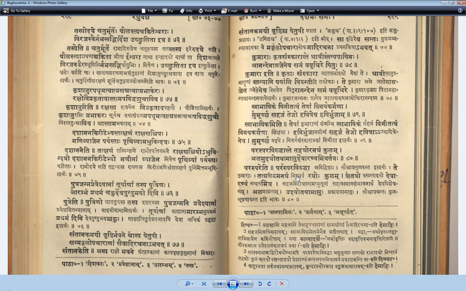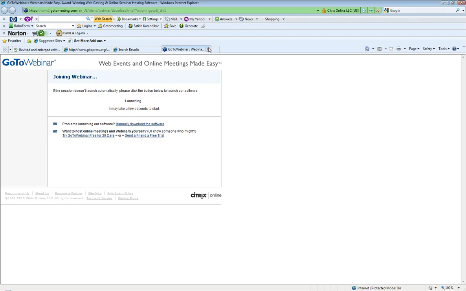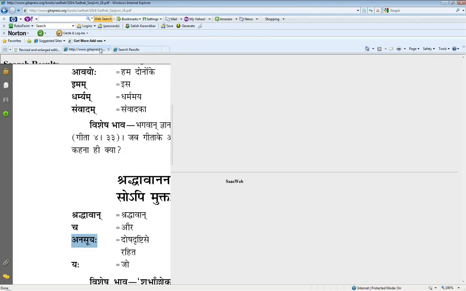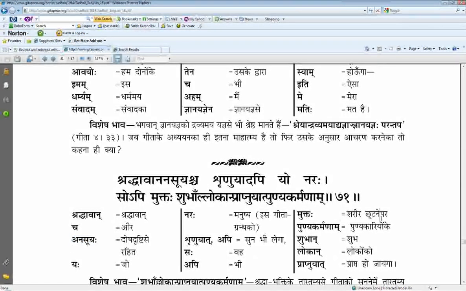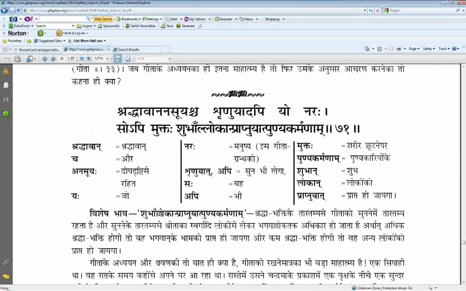The same thing, of course, is in the Gita Press book, which I like to use all the time. The same thing is here. When you come here, for every shloka you have the Padanvaya and Padacheda. Shraddhavan cha anasuyaha yaha naraha shrunuyad api saha api muktaha punya karmanam shubhan lokan prapnuyat.